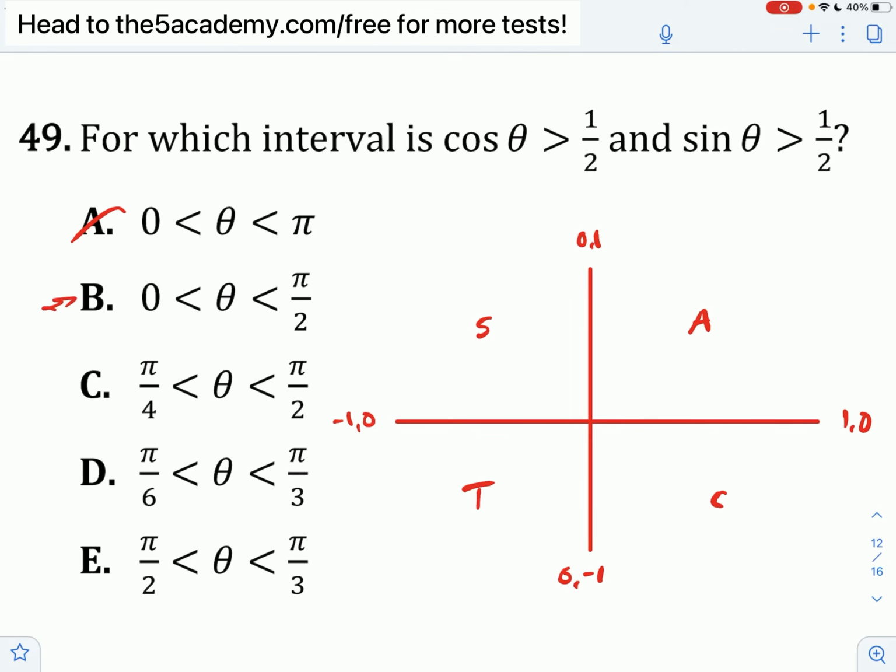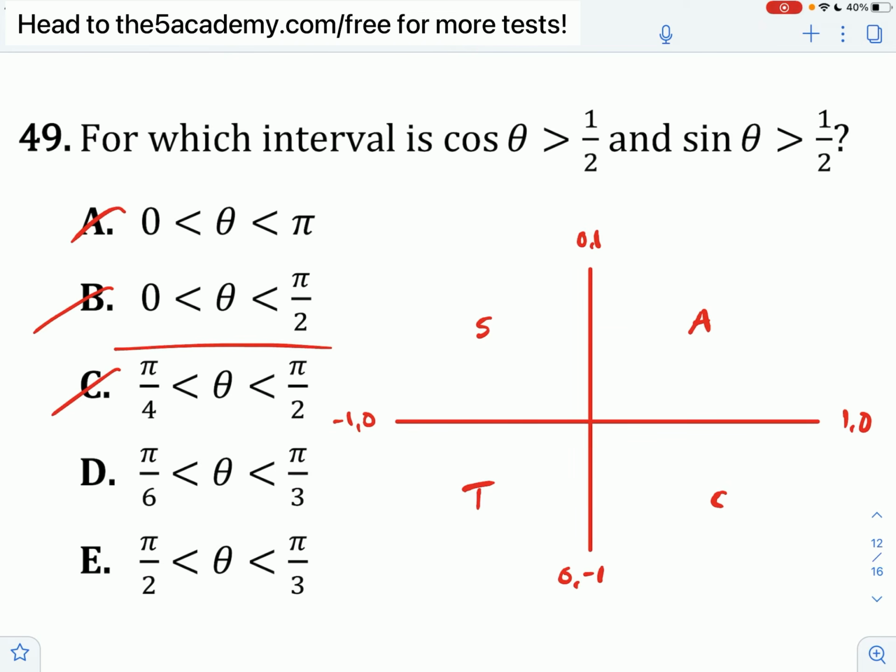The answer can't be B because it's saying everything from 0 to pi over 2 is going to be greater than half. But clearly, even very close to pi over 2, we're getting very close to 0 for some values. So we can't have that be the correct answer. Pi over 4 to pi over 2, again, we can't get close to pi over 2 because what do we notice near pi over 2? Cosine approaches 0. So that doesn't make sense.